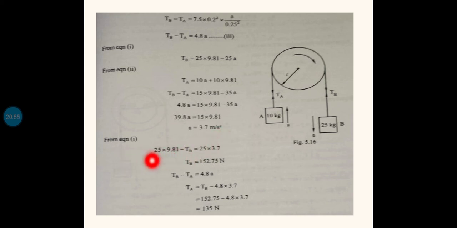Now equation 1 connects TB and acceleration a. We know the value of acceleration, so you can find TB from equation 1. So TB equal to 152.77. Similarly, from either equation 2 or the equation connecting these two, both are okay, you will get TA equal to 135 Newton.